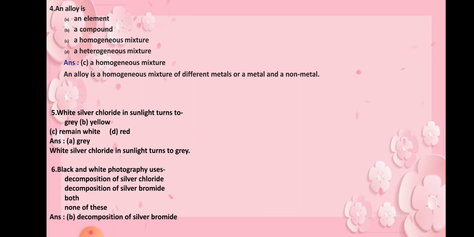White silver chloride in sunlight turns gray. What is the answer? Yes, silver chloride is white. When you keep it in sunlight, it decomposes into silver plus chlorine. Silver chloride is converted into silver. In black and white photography, decomposition of silver bromide is used.